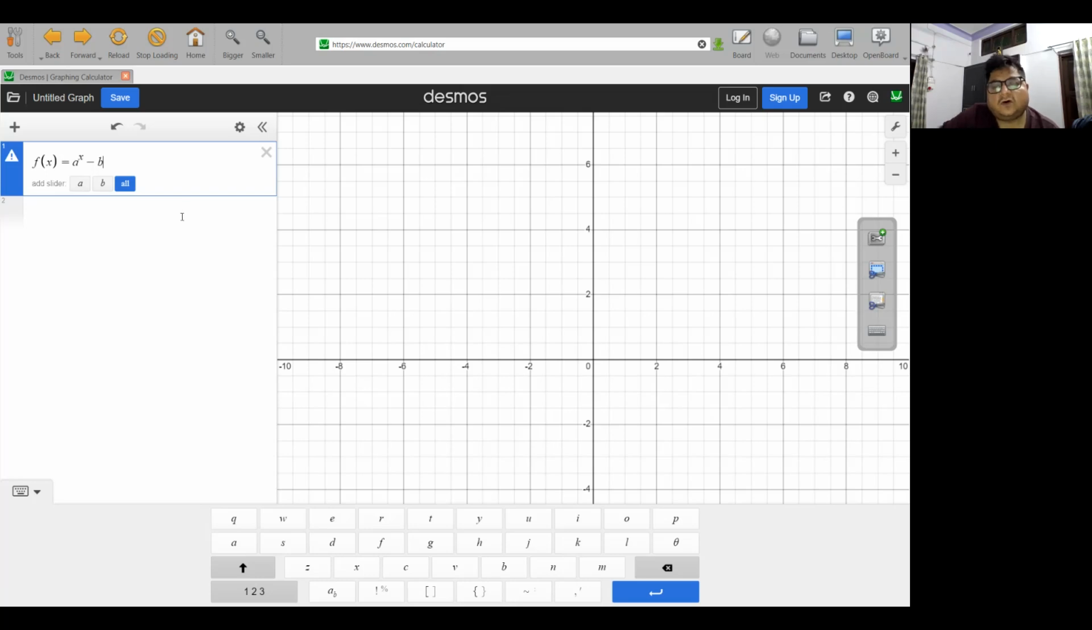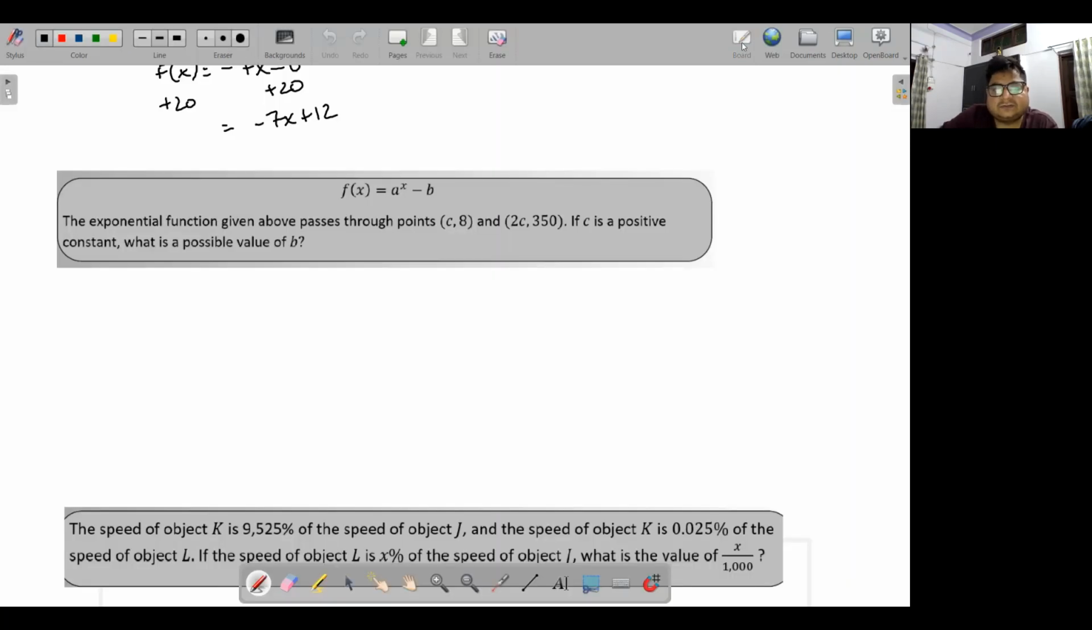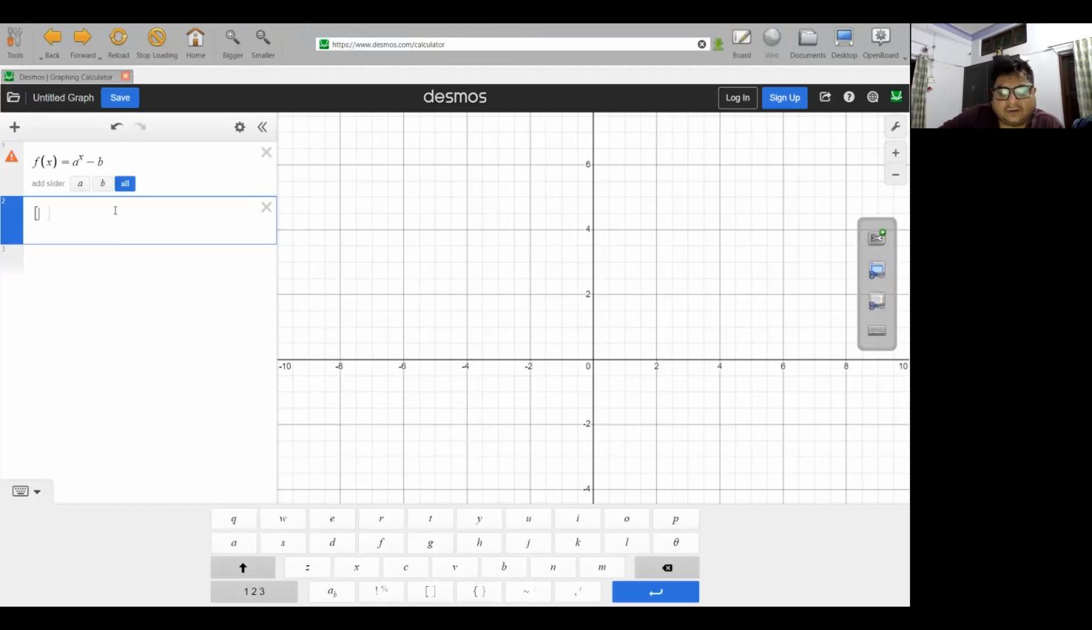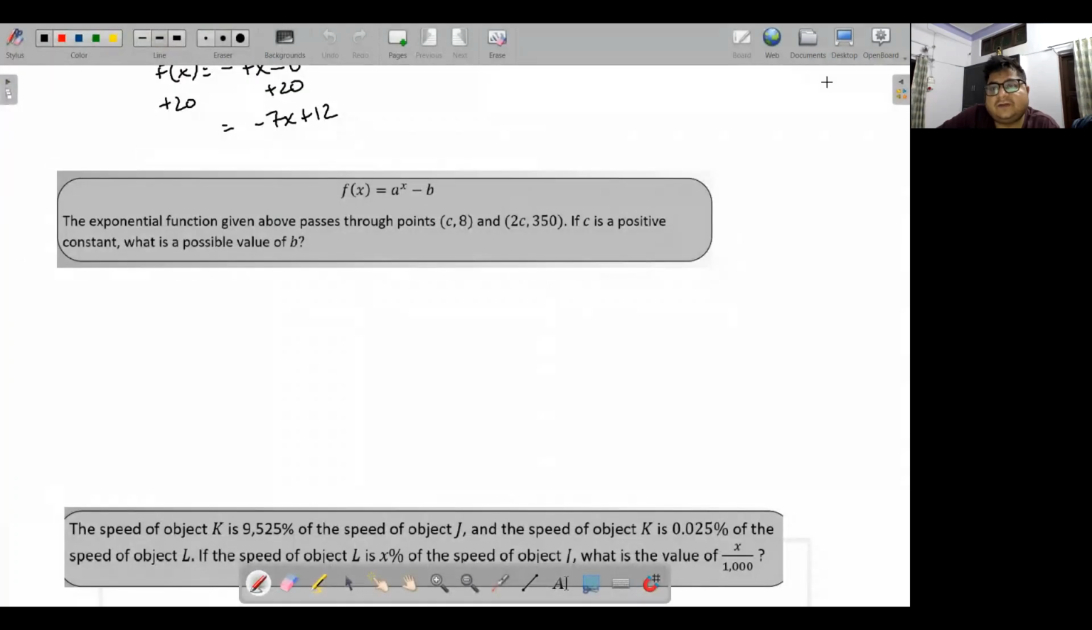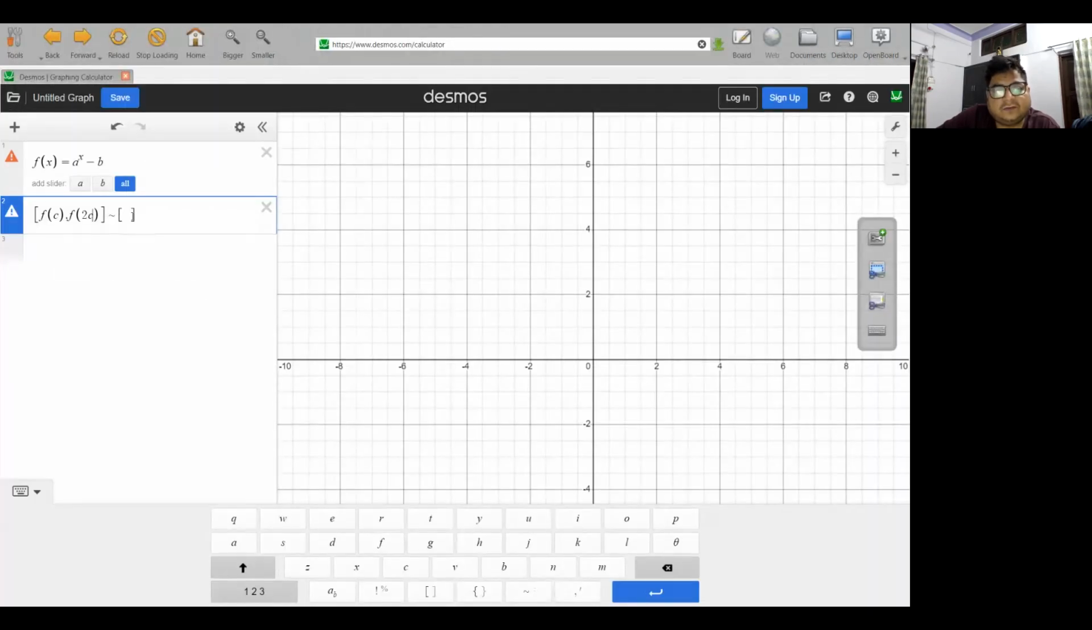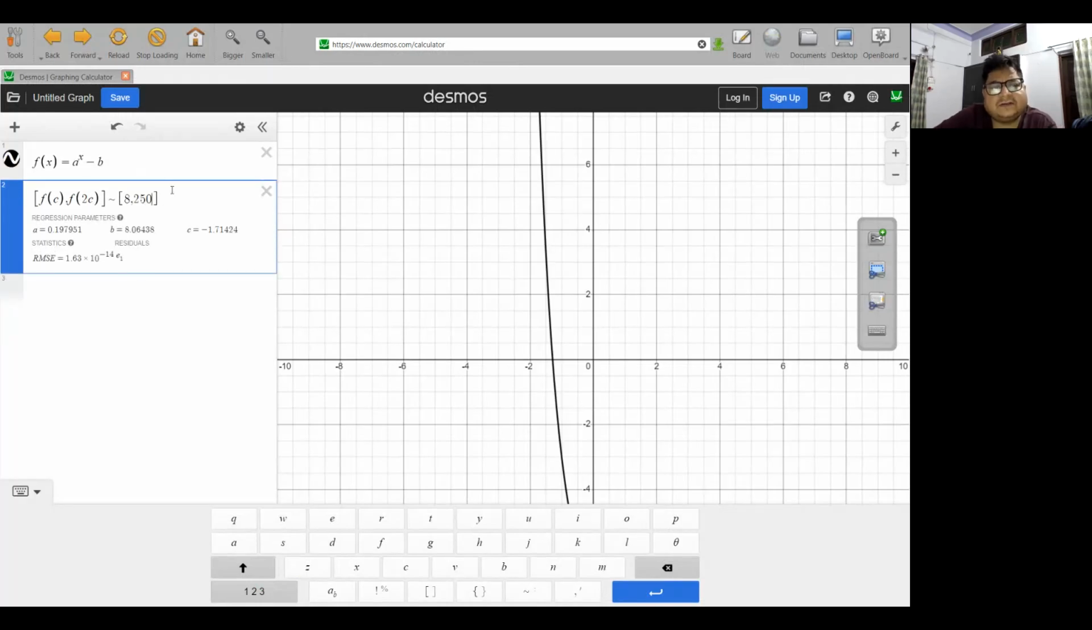Now, both points are given, so we can use a regression equation. Now write the left part of the equation, which is f of c, and another one is f of 2c, which is equal to, given that, 8 and 350. So what you can do, you can write 8 comma 250. Now you can see they will give you the value of a, b, and c.